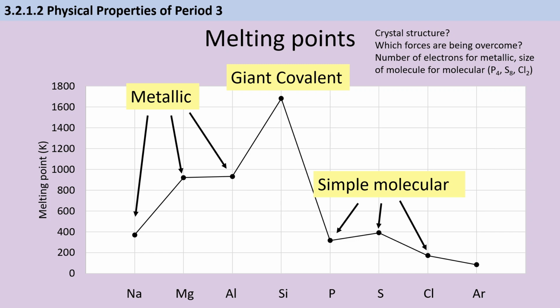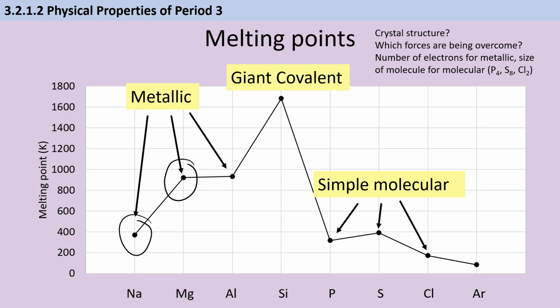For the giant covalent structure, it's covalent bonds. And for the simple molecular substances and also the monatomic noble gas, it's going to be van der Waals forces. You could be asked to compare two substances from two different categories, say a metallic one and a simple molecular one, but you could also be asked to make comparisons within a category.